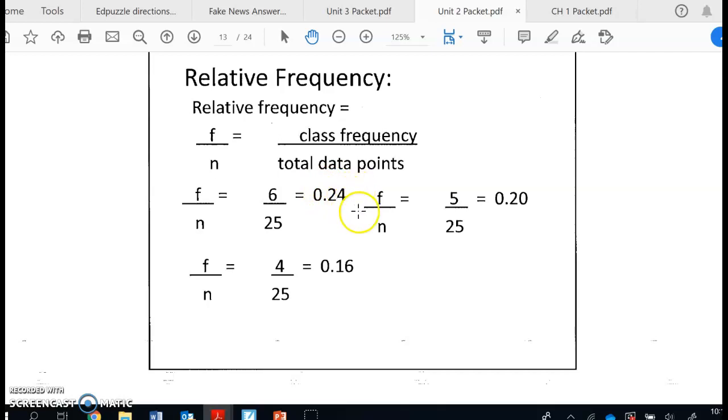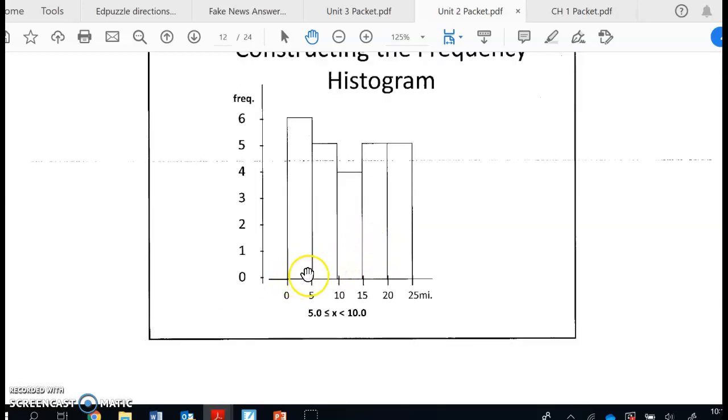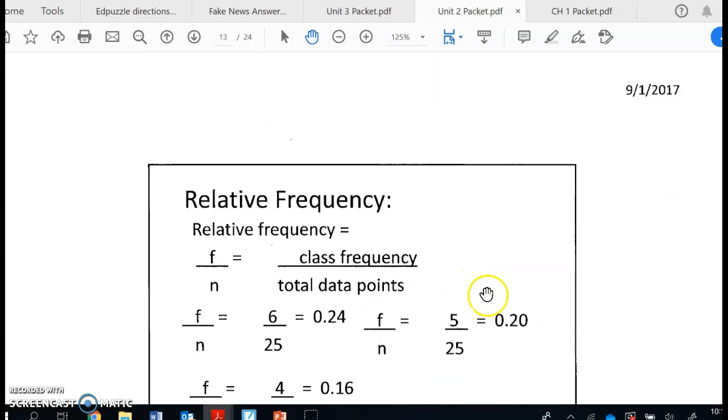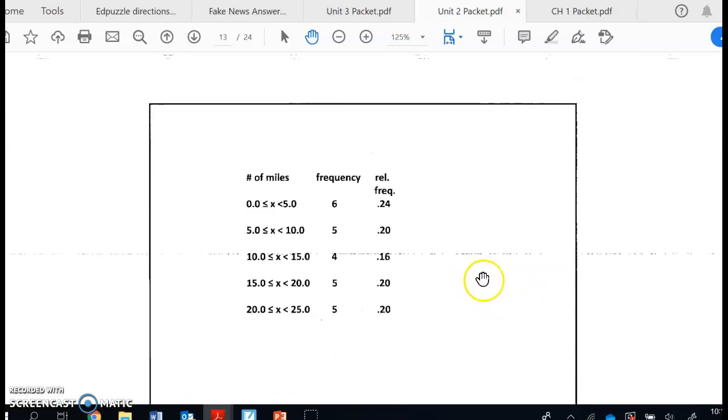They're percents if you want to think of it that way. 24% of the time, you're in this interval. Okay, 20% of the time you're in here, 16% you're in here, 20 you're in here, and 20 you're in here, because that's the decimals that went with that category.